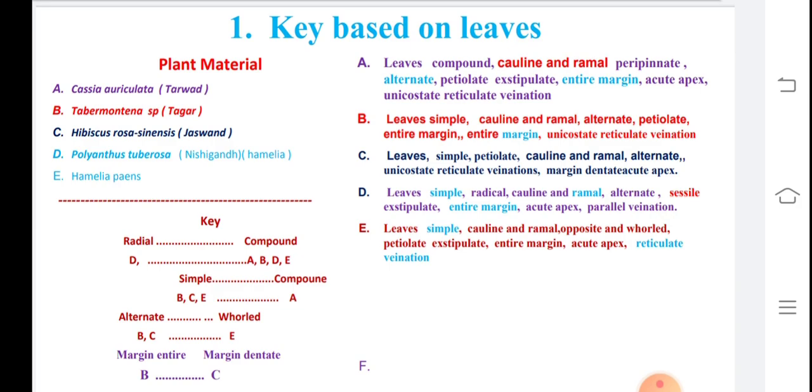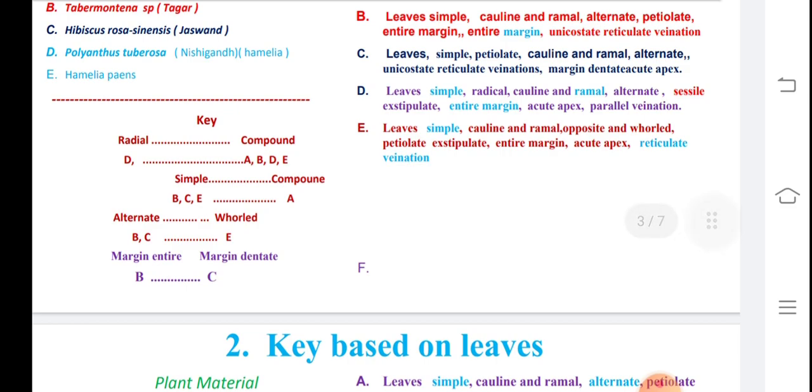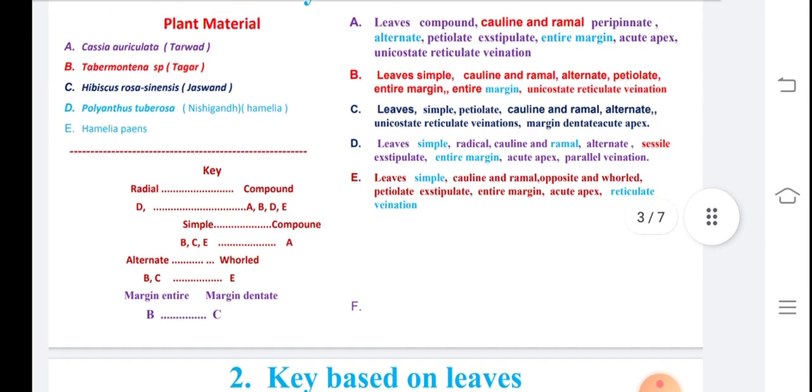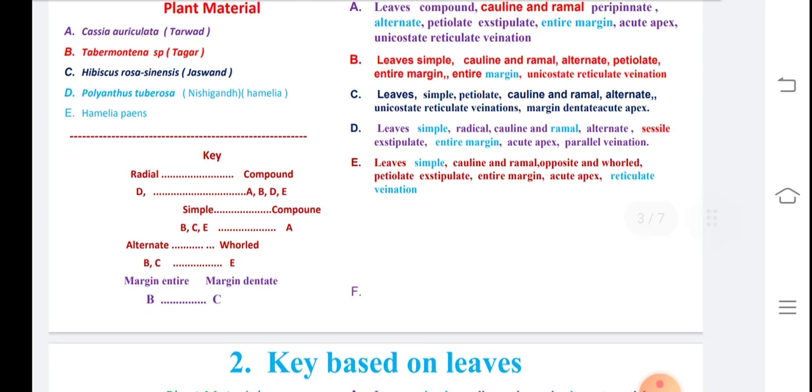Then which characters are similar and which are different? On the left hand side you see how the key is prepared. The first part shows radical leaves and compound leaves. Which is radical? Tuberose, material D, where the leaves develop from the bulb. So it is radical, and the other leaves are cauline: A, B, C, E. Myself, I made some mistake.